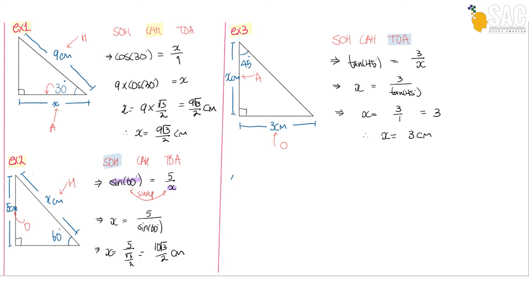So let's summarize what we have learned today. In order to find a missing length in a right triangle using SOHCAHTOA, first of all, label the side lengths as either O or A or H. The second step is to find the correct trig ratio, either SOH or CAH or TOA. And all you have to do is solve for x.